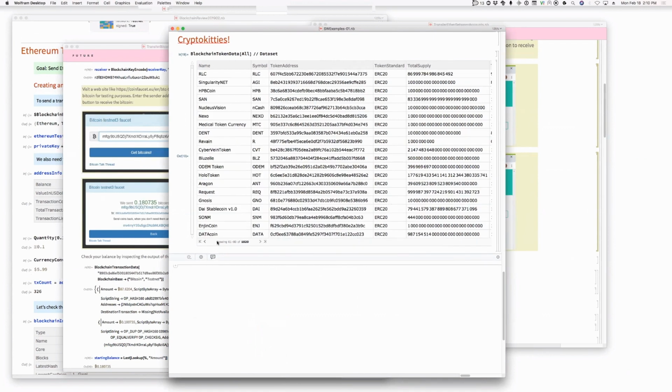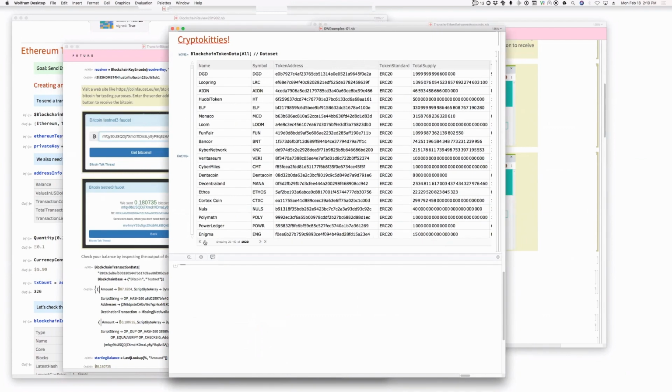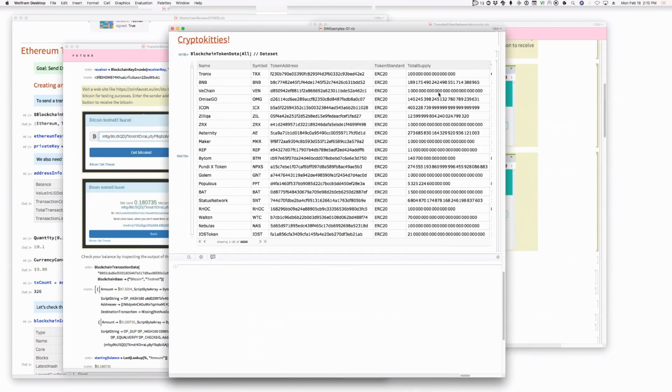So just for example, if I wanted to look at the total supply, is this in any kind of order or is it not ordered? Okay, so let's say I want line 19, and I want the name and I want the total supply.